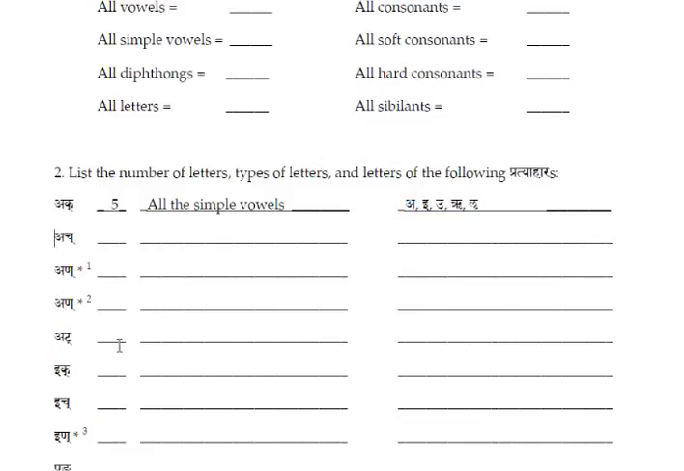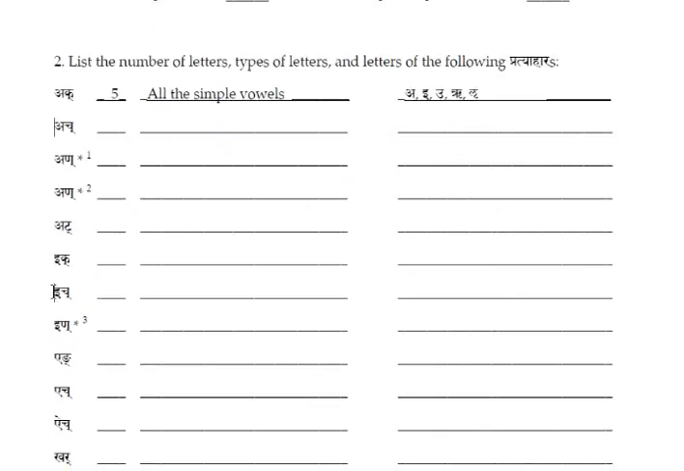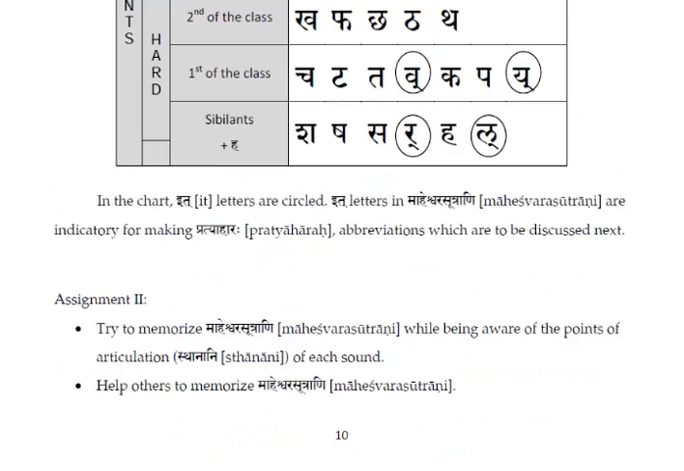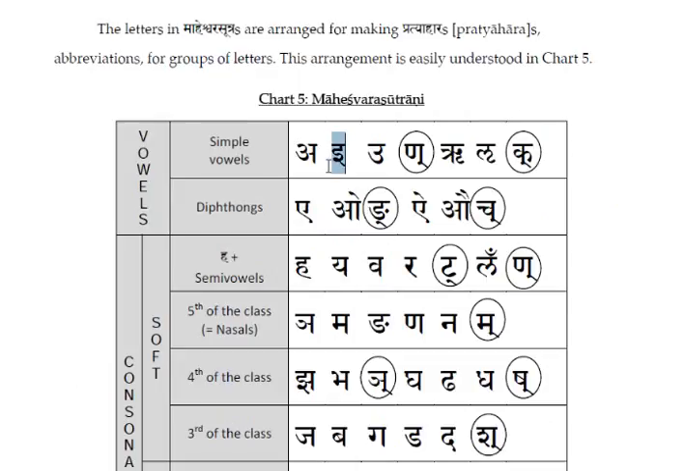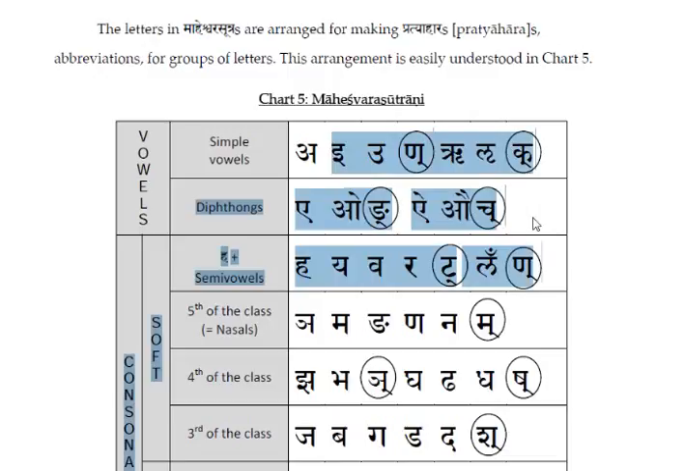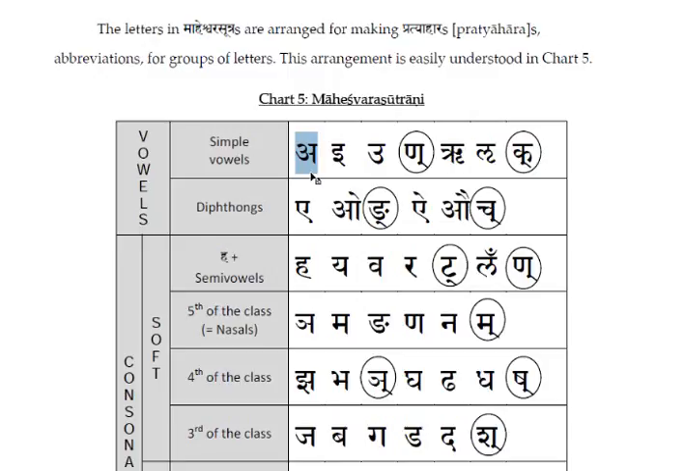And then let's do something new. If you're told ec, where's the ikara? Here. And the chakara here. So ec. We know the first row consists of five letters, the second four. Five minus one is four, four plus four, eight. And then you can say all the vowels except for akara, and you can list e, o, ai, au, and the others.